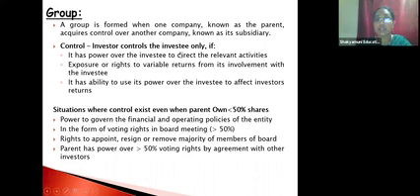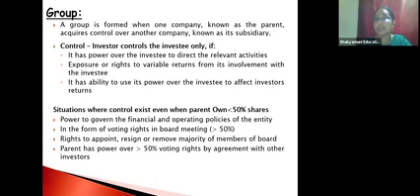Investor controls the investee if it has power over the investee to direct the relevant activities. That means the parent should have power over the subsidiary to direct the relevant activities. That means it has complete control to direct the operational activities of the subsidiary.